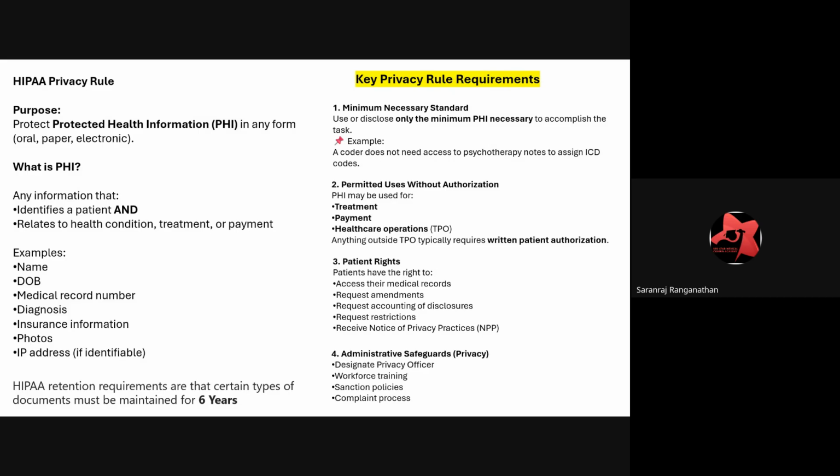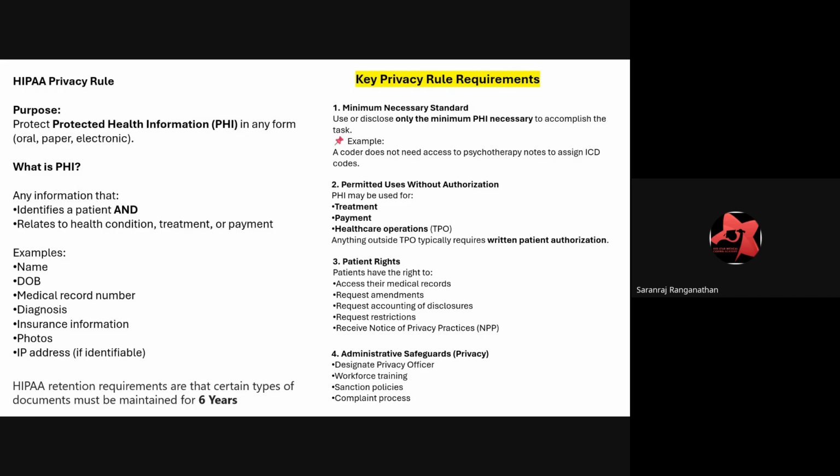Minimum necessary standard: use or disclose only the minimum PHI necessary to accomplish the task. Example, a coder does not need access to the psychotherapy notes to assign the ICD codes. So it's minimum access, whatever I can provide. Everything is not required, right? Only the minimum requirement. Whichever is required for doing the coding is enough. It's not like all the information needs to be provided.